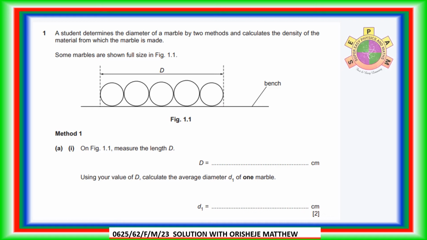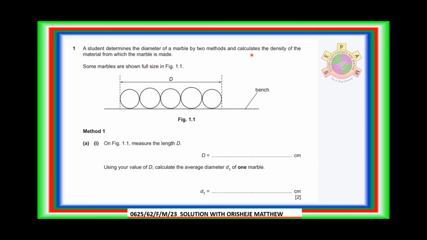Question 1. A student determined the diameter of a marble by two methods and calculated the density of the marble from the methods. Some marbles are in full size as shown in this particular point. So the student decides to, what is the diameter, the length D?